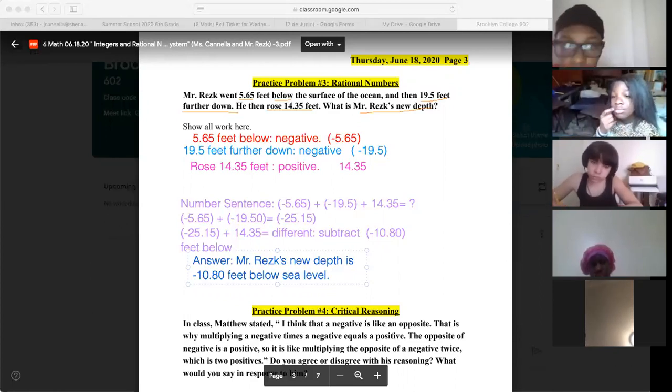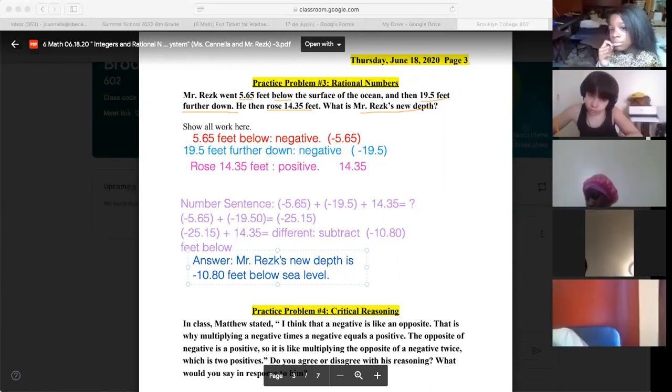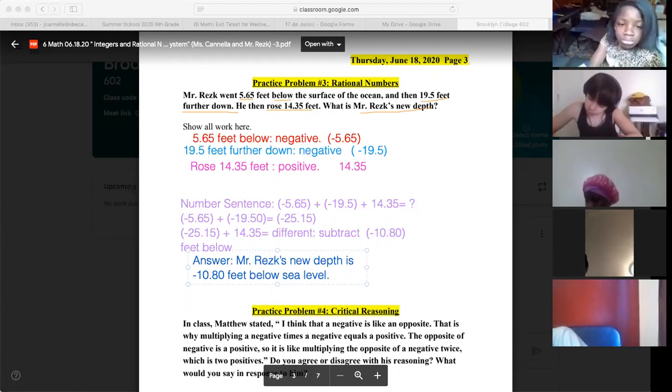So as Jasmine said, you have to add up the numbers. We chunked it out and added the negatives first. When the signs are the same, you keep the sign and add. When the signs are different, you keep the sign of the higher number and subtract. And that is how we arrived at negative 10.80 feet below sea level.